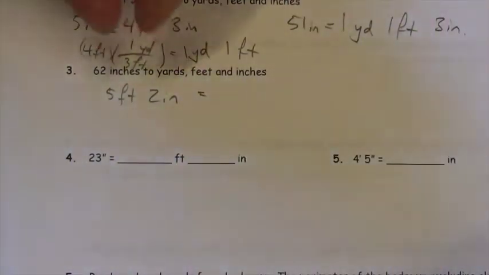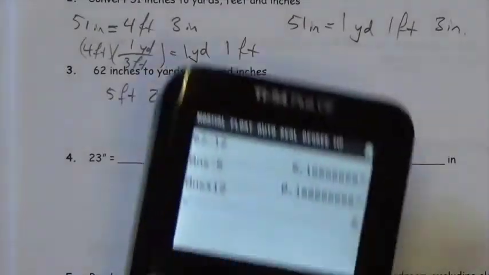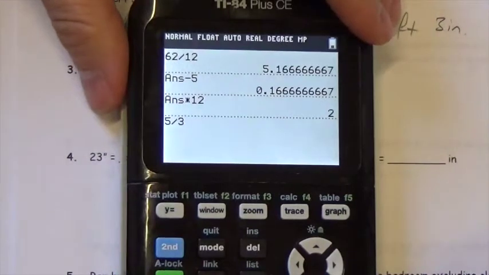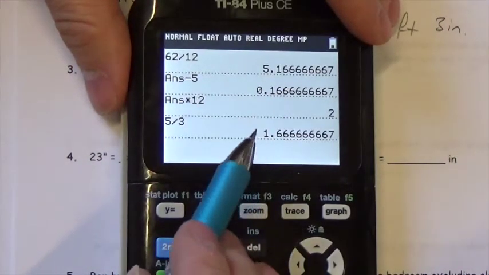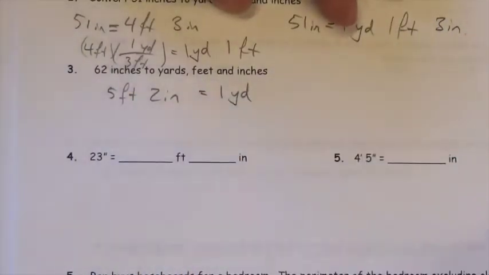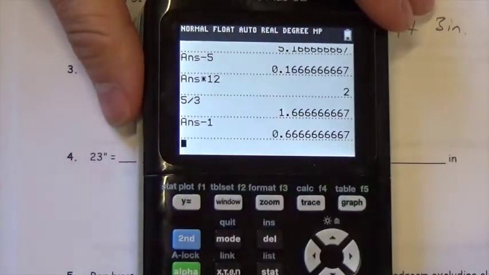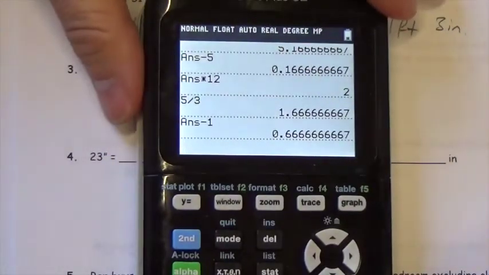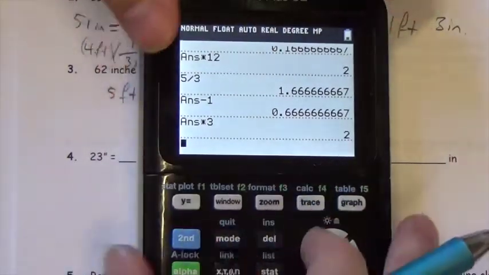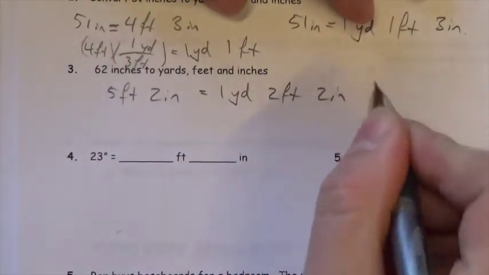Now what I'm going to do is take this 5 feet here, and try to pull out as many yards as I can out of that. So I'm going to go back to the calculator, put 5 in here, and divide that by 3, because I know that there are 3 feet in every yard. And when I do that, I get 1.6 repeating here, so I know that I've got 1 yard in that. Now, subtract the 1 off of that number, so that I'm just left with a fraction, and this is going to be a fraction of the 3 feet in a yard. So there's 3 feet in a yard, and so that gives me 2 feet right there. So 1 yard, 2 feet, 2 inches.